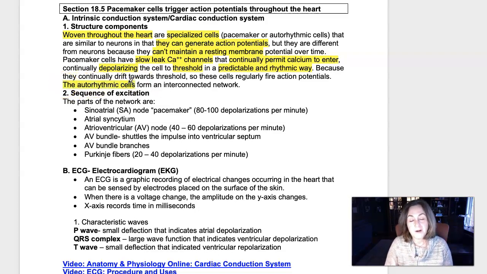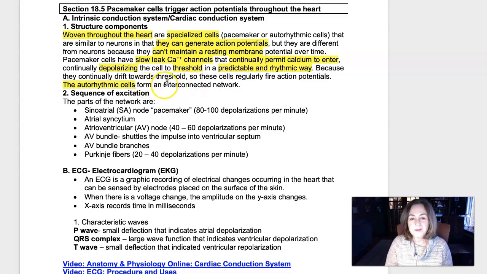They're going to generate a pace of depolarization of the heart, and because of that, our heart has the innate ability to beat. Okay, we don't need the nervous system to tell it when to beat. It's kind of crazy, but we'll talk about the nervous system too.